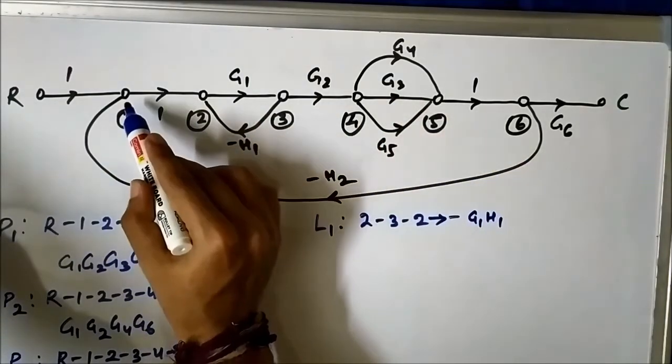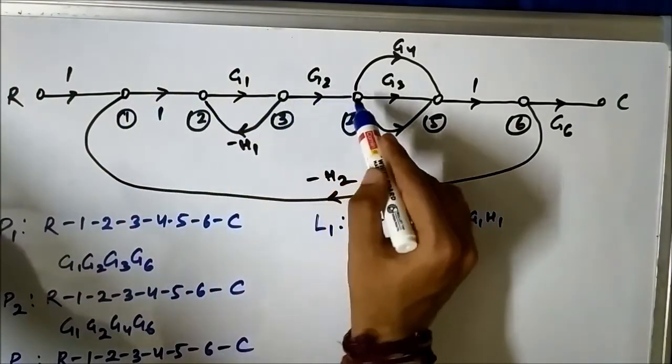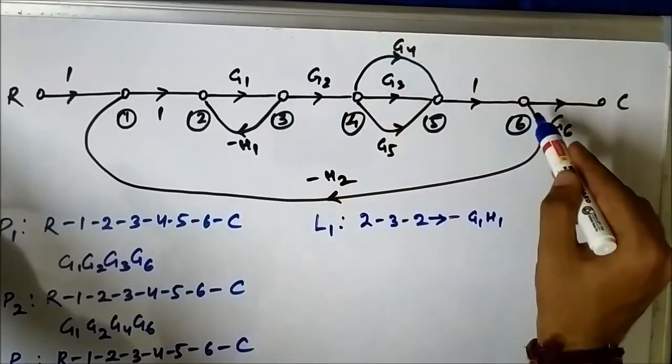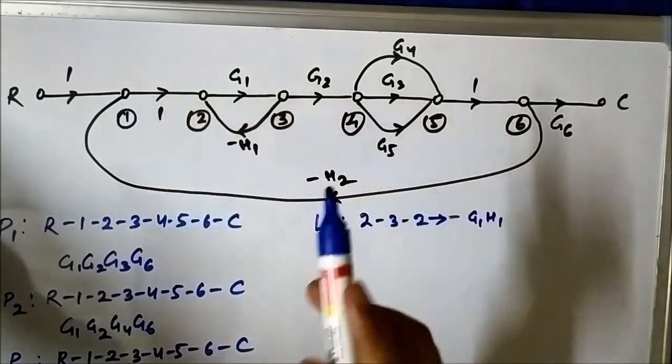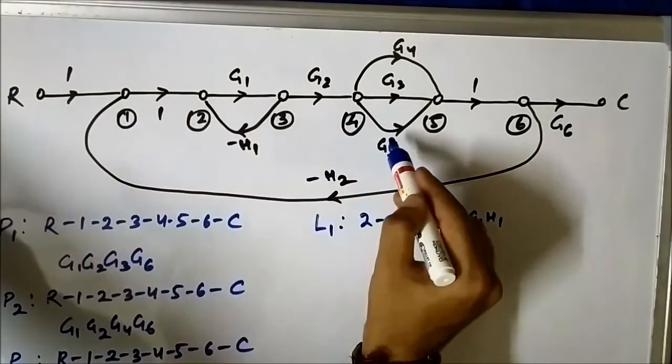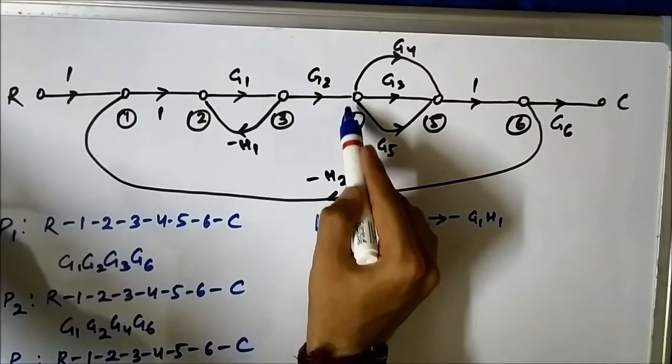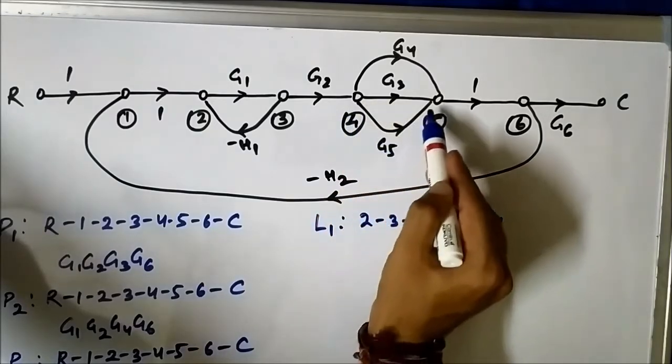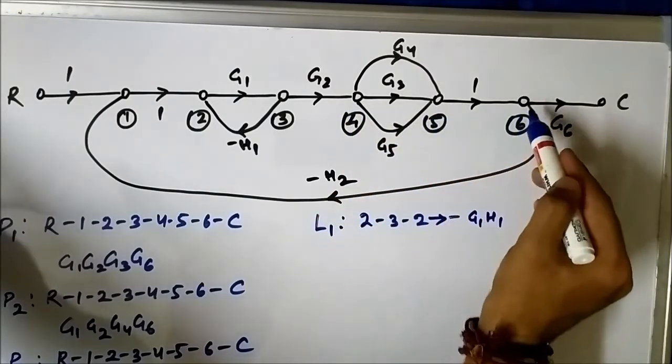This will be one loop. Again, another loop will be 1, 2, 3, 4, 5 along G4 to 6 back to 1. And the third loop will be along G5. So same 1, 2, 3, 4 until 4, this will be along G5, G5 to 5 to 6 to 1.